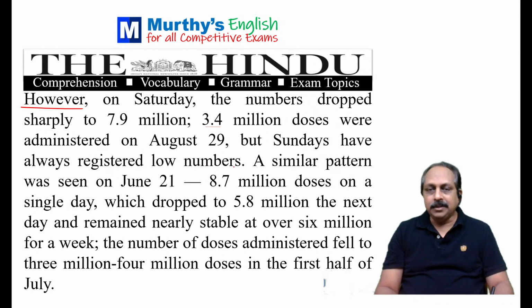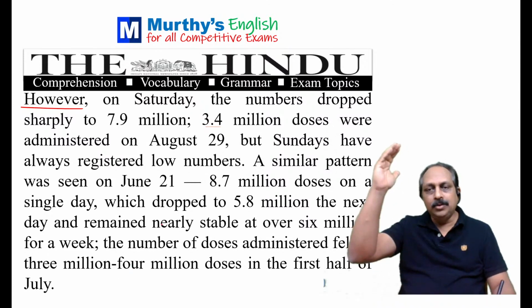Where is 10 point plus and where is 3.4? It talks about the very next day, what happened. On Saturday, 7.9 million, and Sunday, further down, 3.4 million. But usually on Sundays, the number is low. A similar pattern was seen on June 21st. 8.7 million doses on a single day, which dropped to 5.8 million the next day. Immediately, the number came down and remained nearly stable at over 6 million for a week. The number of doses administered fell to 3 million to 4 million doses in the first half of July.